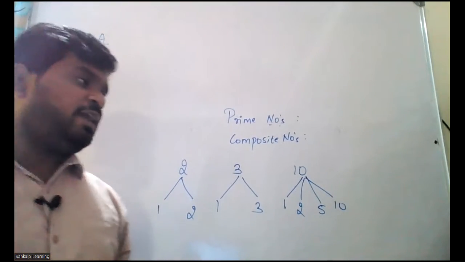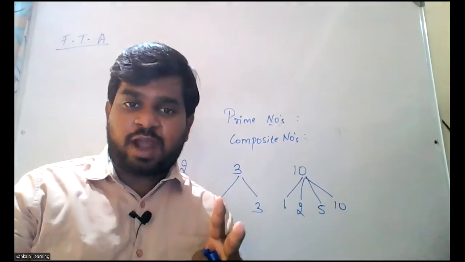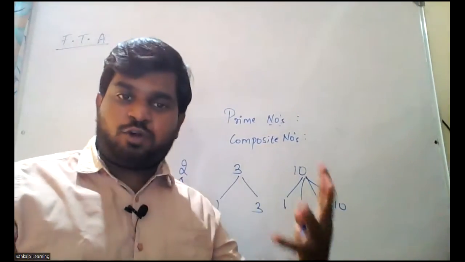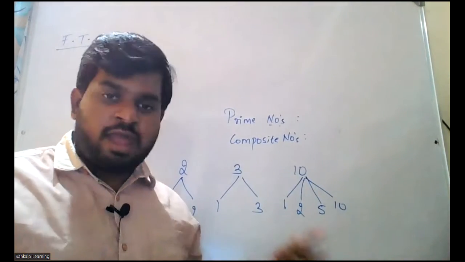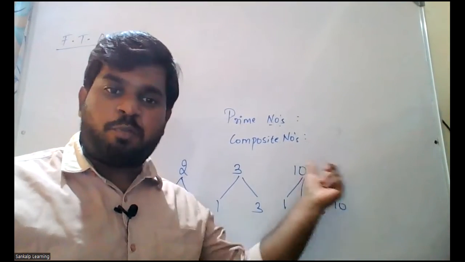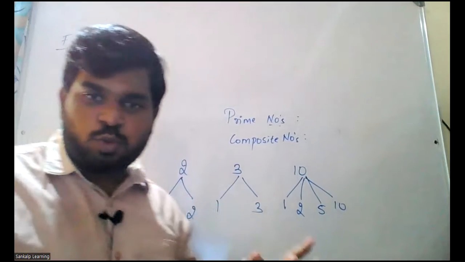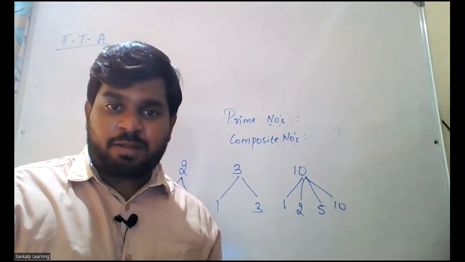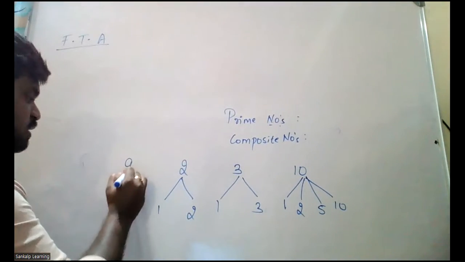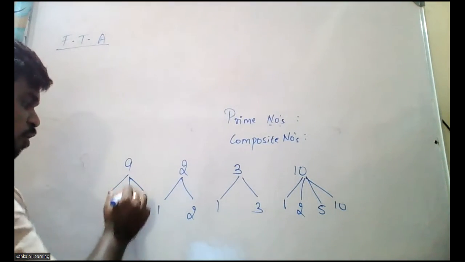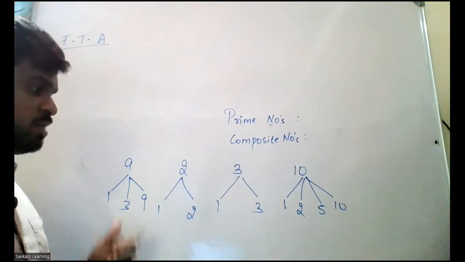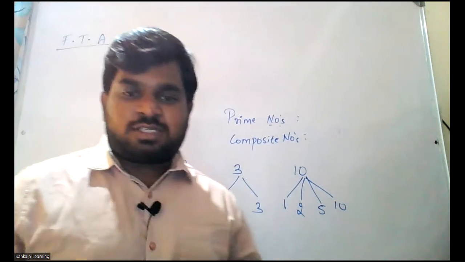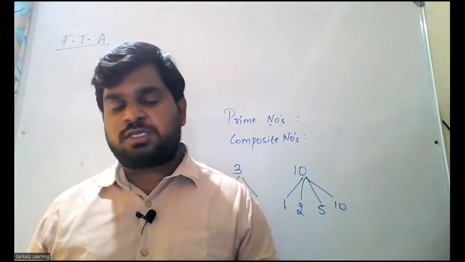So we can also define it like this. Whenever a number has only two factors, that is 1 and itself, it is called a prime number. If it has more than two factors, 1, itself, and more than that, then it is known as a composite number. So these are prime numbers: 2, 3, 5, 7, 11. 9 is not a prime number because 9 is divisible by 1, by itself, and also by 3. It has more than two factors, therefore it is not a prime number, so we call it a composite number. So this is the difference between prime number and composite number.